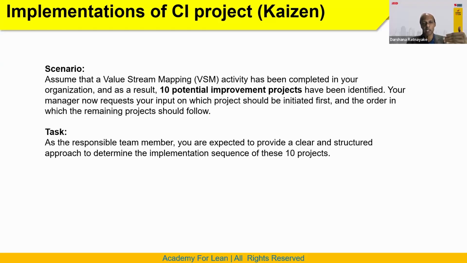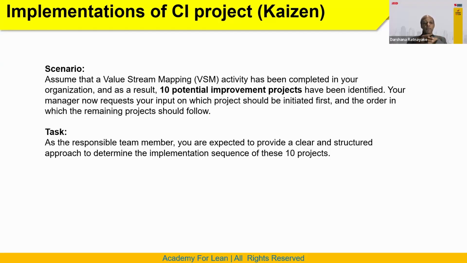So your manager asks which project you need to do first, then second, third, fourth, fifth. Likewise, please tell me in these 10 projects, which project we are going to do first and which one should be last. So that is what he asks. Now, what is your job? Your task, as the responsible team member, is to provide a clear and structured approach to determine the implementation sequence of these 10 projects.